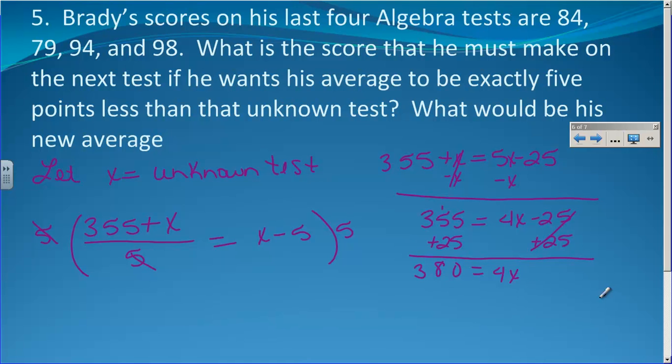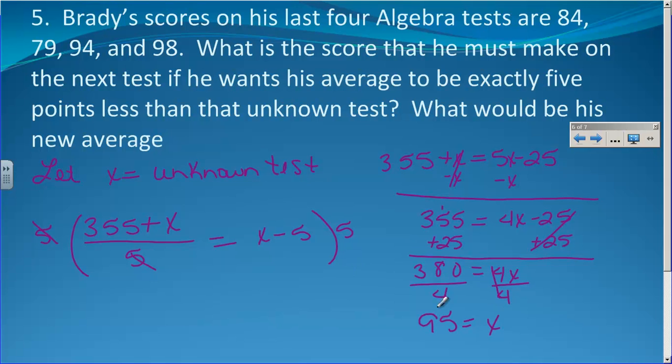Yes, I just did that the long way. You'll learn I either do it on the calculator or I have to write it all out. Now to get what x equals, I need to divide by 4 because I was solving an equation. And so I get that 380 divided by 4 is going to be 95. So the new test has to be a 95. That's what his new test is going to be.